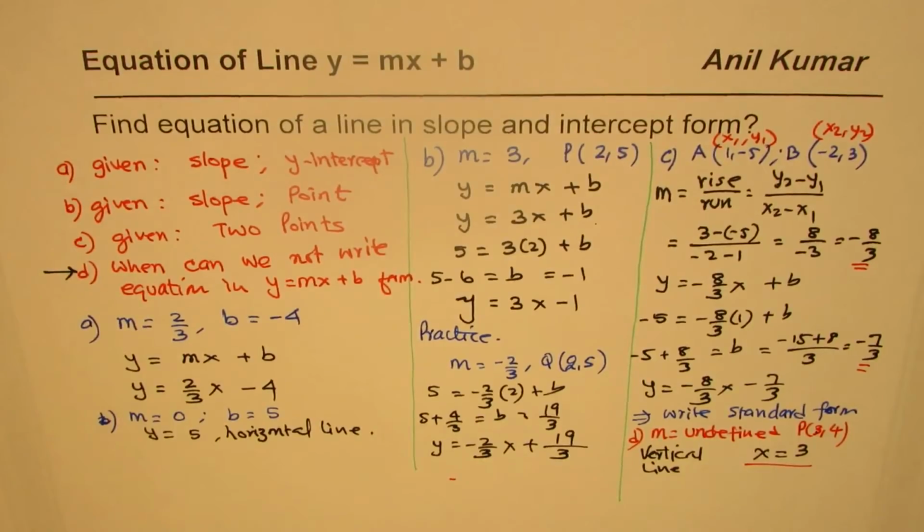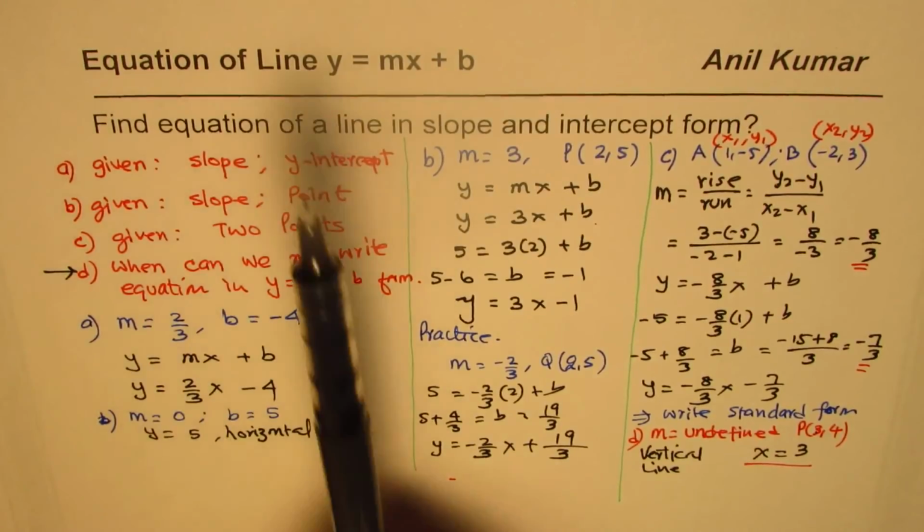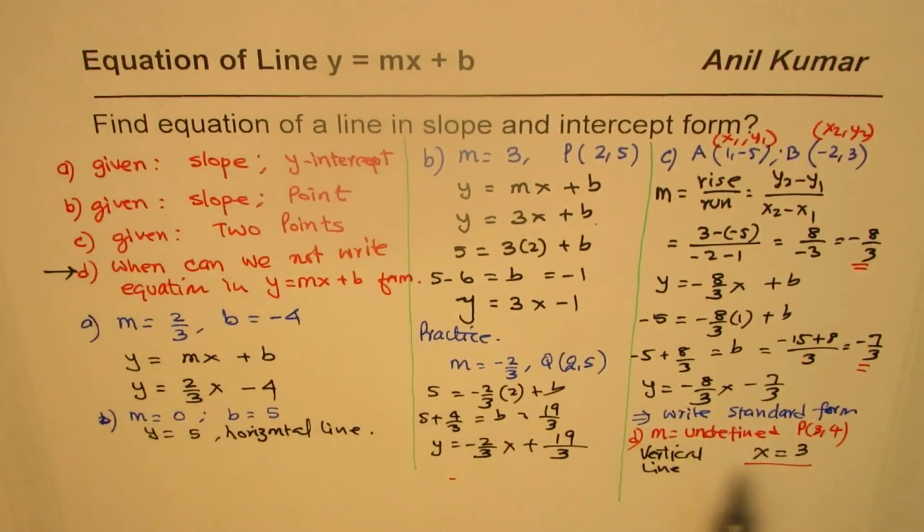So in this video, what you learn is that you can always write the equation of a line in slope-intercept form if slope is defined, correct? Otherwise not. Remember, slope is not defined for a vertical line, right? As we saw, case D. In all of the cases, we can always find the equation of a line in slope-intercept form as we've done in this video. I'd like you to go through it once again and understand how we can write the equation of a line in slope-intercept form.